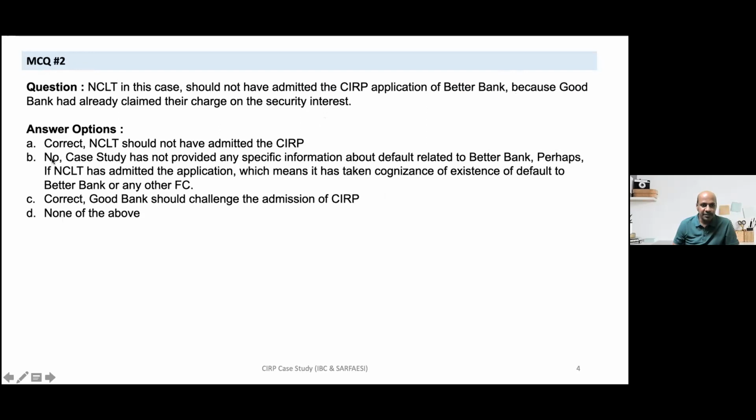So these are the options. Correct, NCLT should not have admitted the CIRP. Option B is no. The case study has not provided any specific information about default related to Better Bank. Perhaps if NCLT has admitted the application, it has taken cognizance of the existence of default to Better Bank or any other financial creditor. Option C is correct. Good Bank should challenge the admission of CIRP, and option D is none of the above.